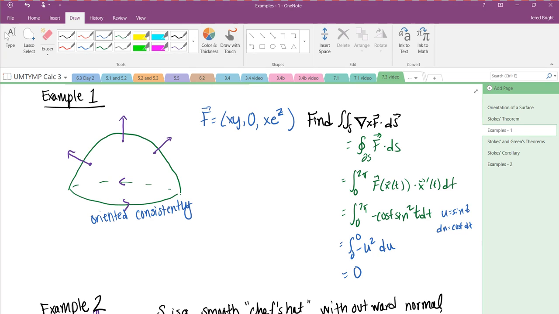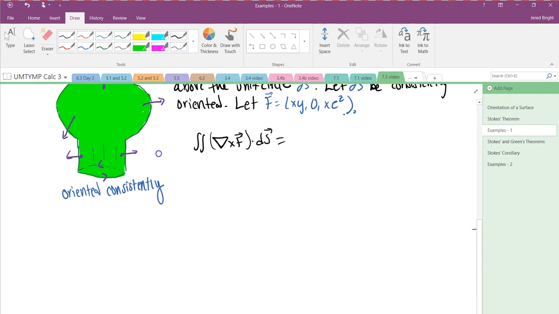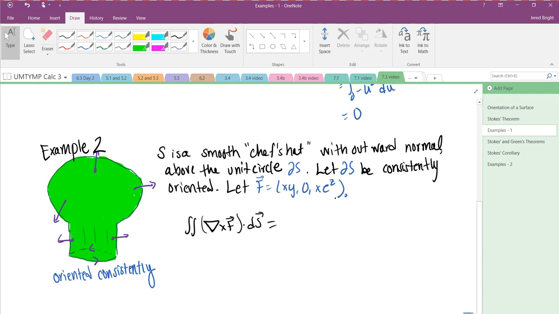We can use Stokes' theorem in reverse. So rather than looking at the vector surface integral, we can do the vector line integral over the boundary. Okay, and so example 2 here is a little bit more fun, at least I think it's more fun because we deal with a different shape.